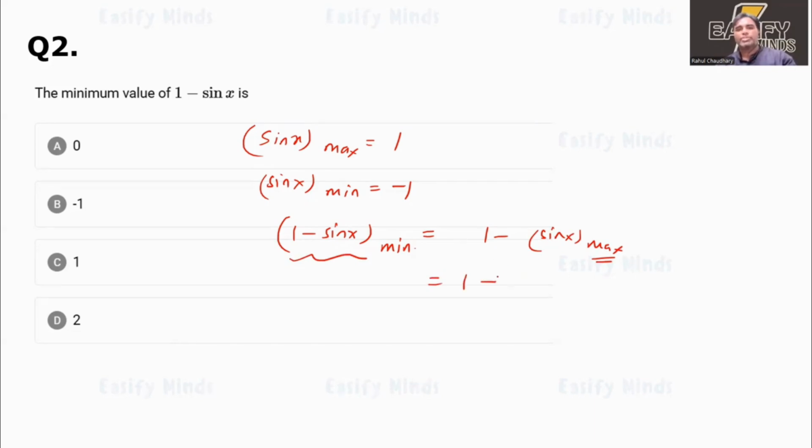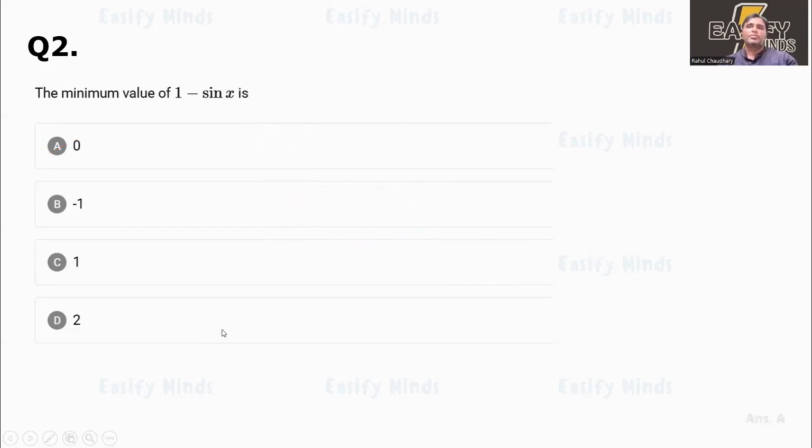Because if I put the maximum of sin x, then I will get the minimum of this expression. So what is the maximum of sin x? 1. So 1 minus 1 is 0. So my option is coming as option A. Clear? Very much easy question, right? If I say what is the maximum value, we will put the minimum value of sin x, that is -1. So the answer will become 2. Understand? This is how they can change the question. They can ask in a modified form.